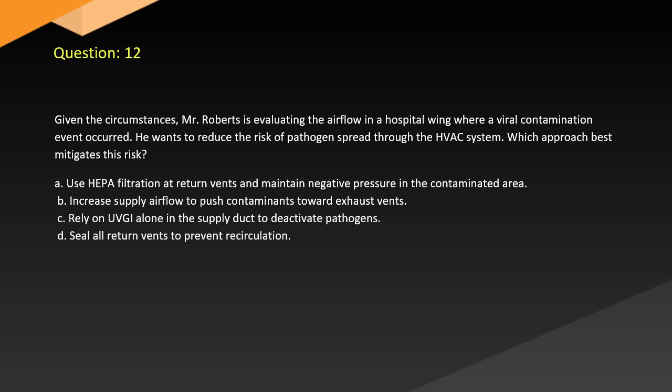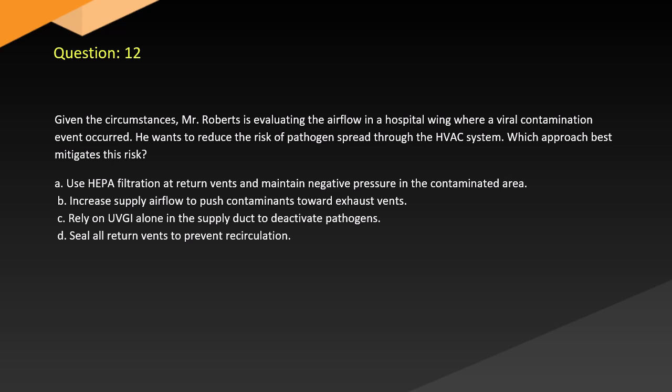Question 12. Given the circumstances, Mr. Roberts is evaluating the airflow in a hospital wing where a viral contamination event occurred. He wants to reduce the risk of pathogen spread through the HVAC system. Which approach best mitigates this risk? A. Use HEPA filtration at return vents and maintain negative pressure in the contaminated area.